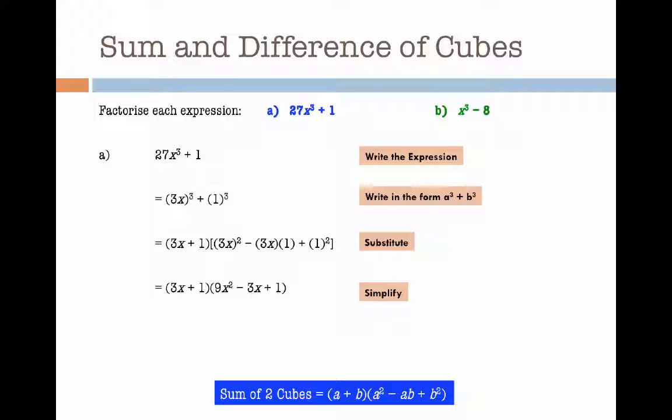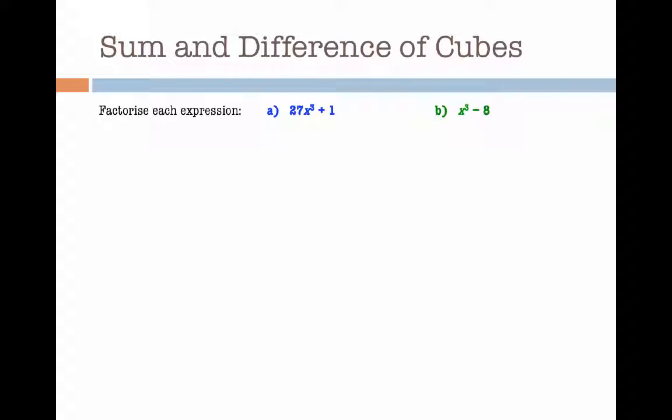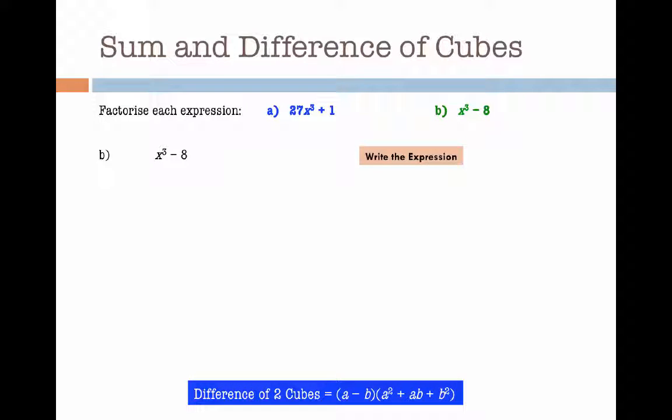Let's take a look at the second example now. x cubed minus 8. We're going to write the expression and we're going to realize that it is a difference of two cubes. So if I want to factorize it, I need to recall the difference of two cubes formula. I'll leave it down the bottom. We're going to now write it in the form a cubed minus b cubed. That is x cubed minus 2 cubed.